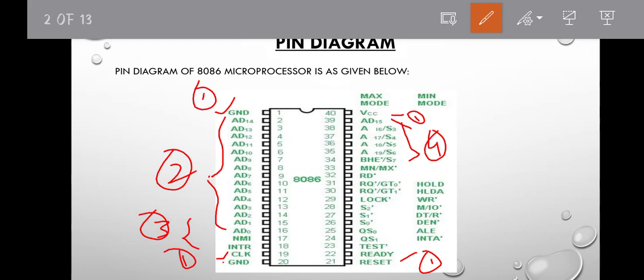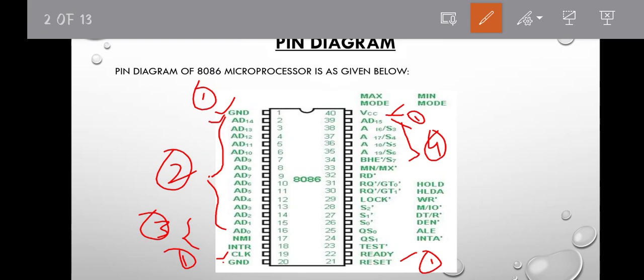The remaining one data line and one address line is the 39th pin, AD15. Here we have to stop, and on the opposite side the pin is the AD15 continuation, and after that A16. We have only 16 data lines, and the remaining are address lines. The total address lines in the 8086 microprocessor are 20 lines. So A16, A17, A18, A19.